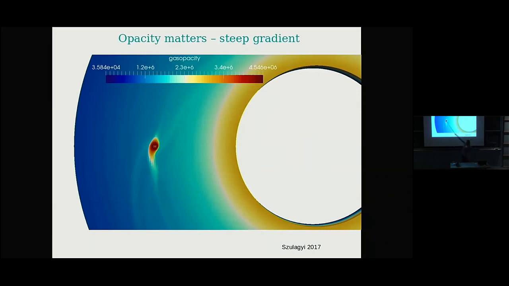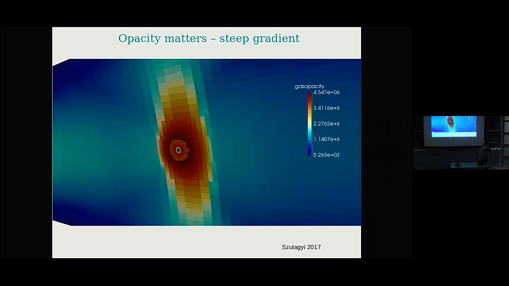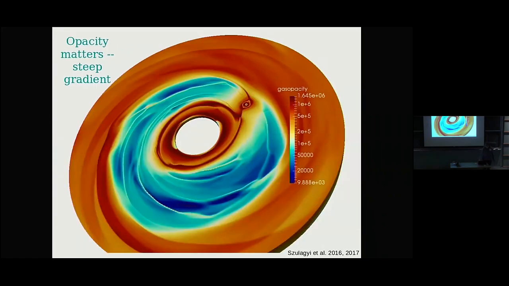So it's getting very large, close to the core. And then in the inner part, it's dropping again, because there it reached the temperature where silicate sublimates, and then the opacity drops. So now this is the vertical direction. There is quite some opacity gradient, and that's going to change the accretion rate and the torques as well.